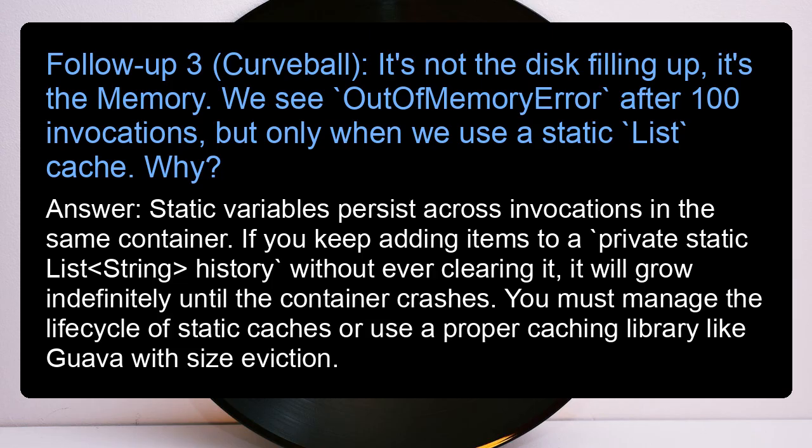Follow-up 3. Curveball. It is not the disk filling up, it is the memory. We see out-of-memory errors after 100 invocations, but only when we use a static list cache. Why? Answer: static variables persist across invocations in the same container. If you keep adding items to a private static list of string history without ever clearing it, it will grow indefinitely until the container crashes. You must manage the lifecycle of static caches, or use a proper caching library like Guava with size eviction.